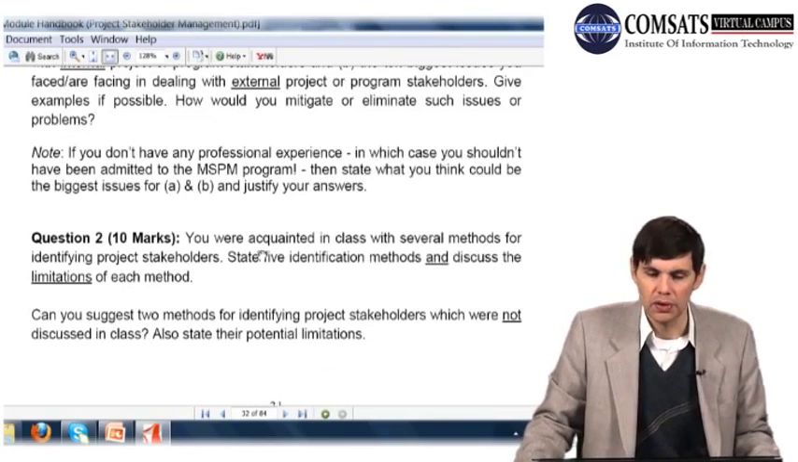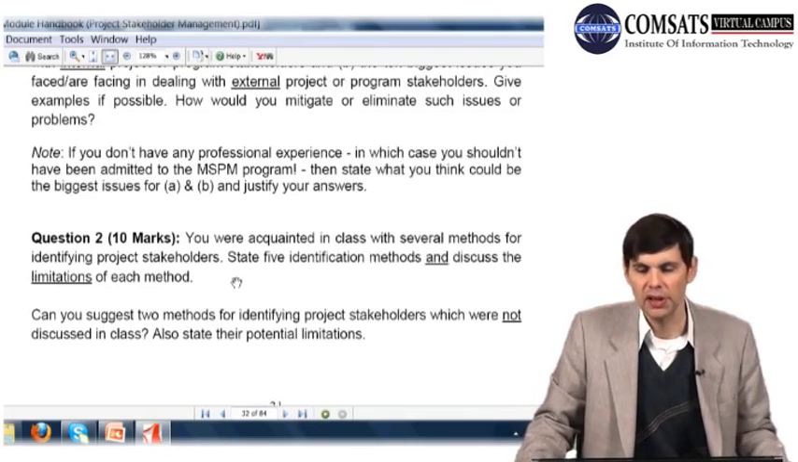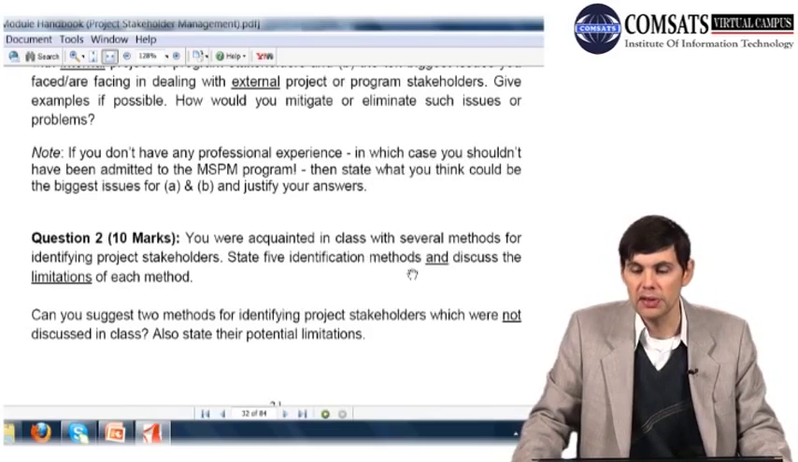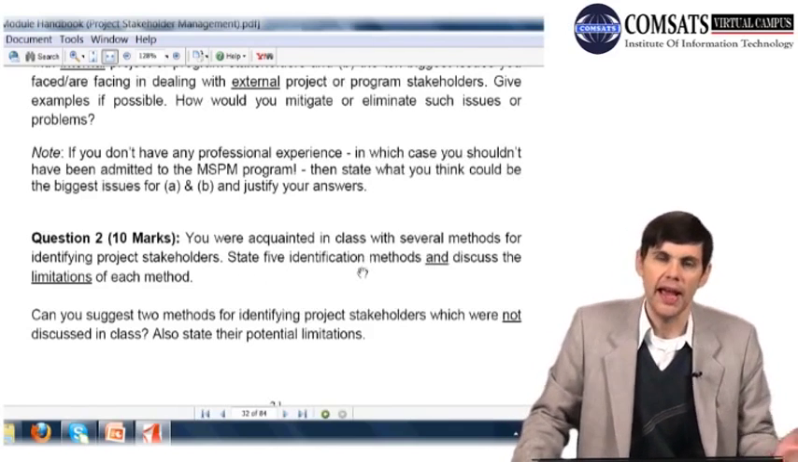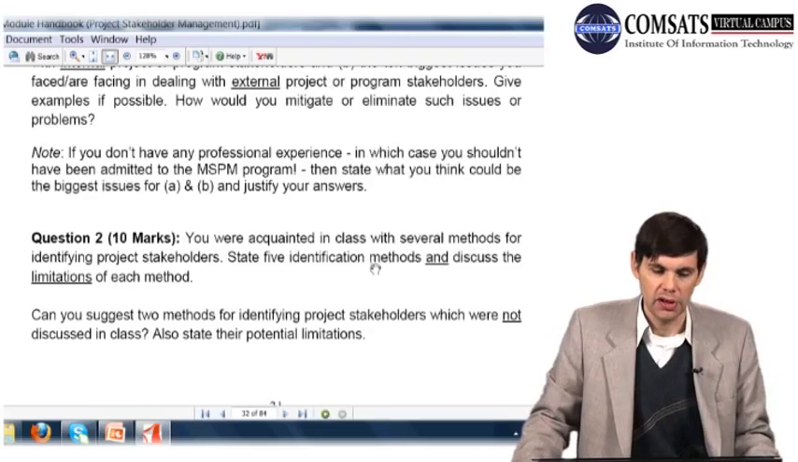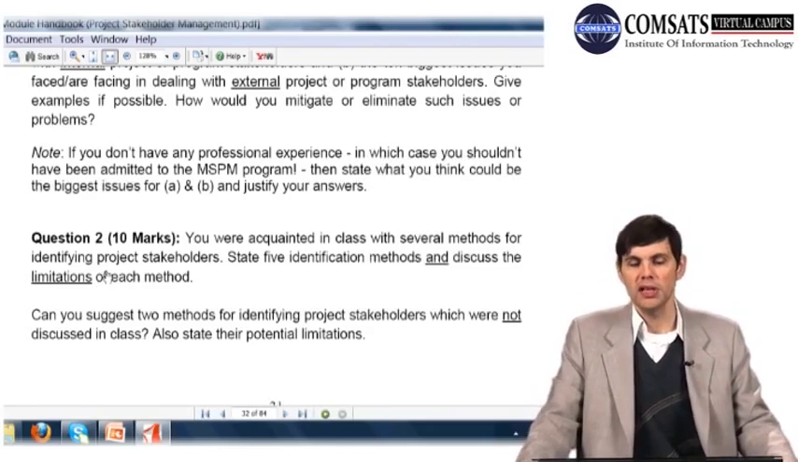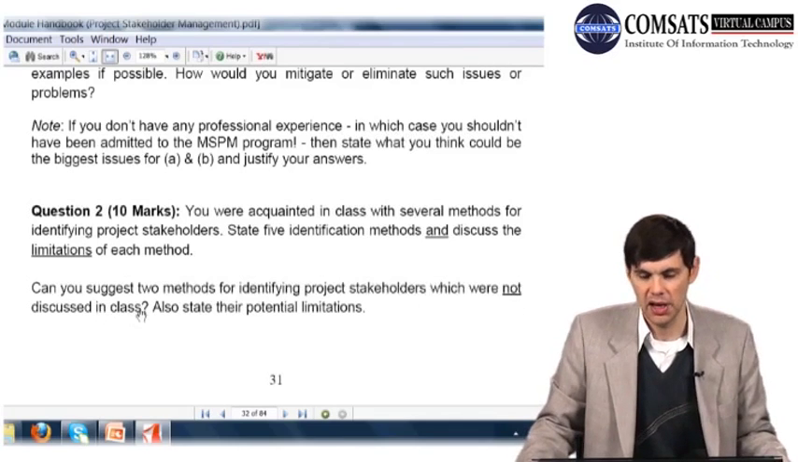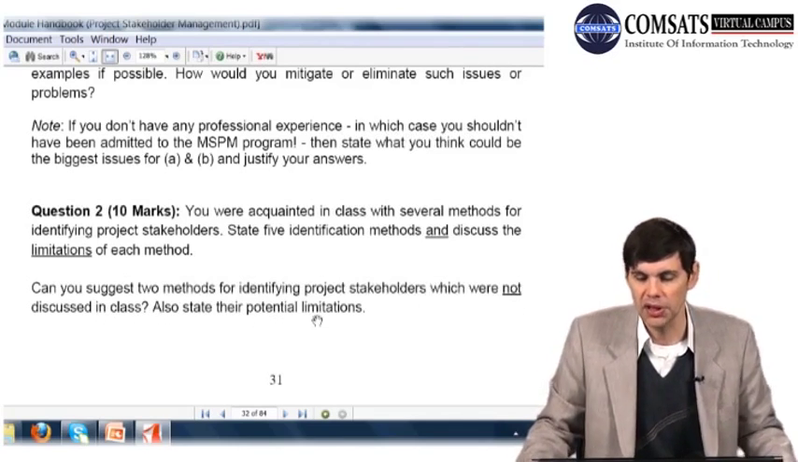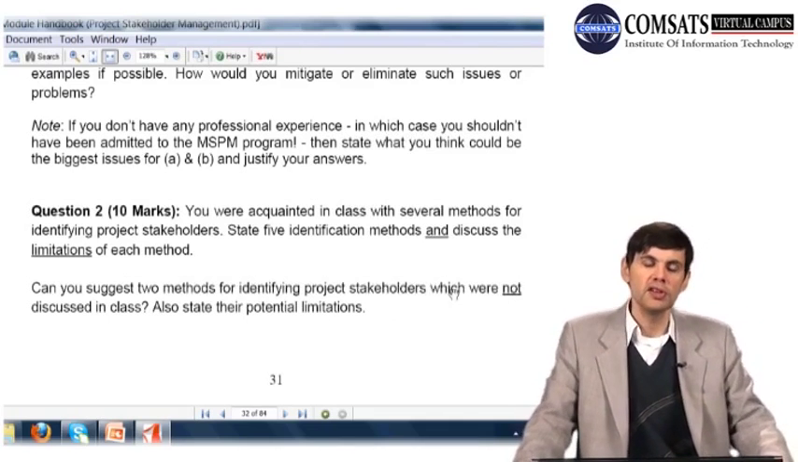Question number 2: you were acquainted in class with several methods for identifying project stakeholders. State 5 identification methods and discuss the limitations of each method. You always have to be very cognizant of words such as and, or, etc. Sometimes I underline words, which means that you should pay special attention to them. Can you suggest 2 methods for identifying project stakeholders which were not discussed in class? And also state their potential limitations, which were not discussed in class.